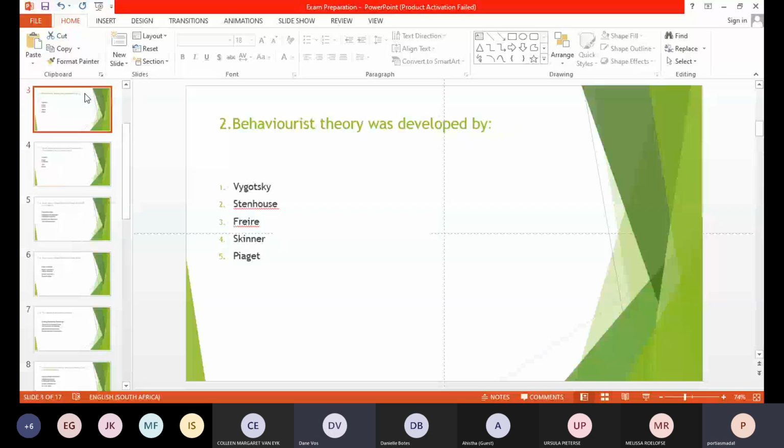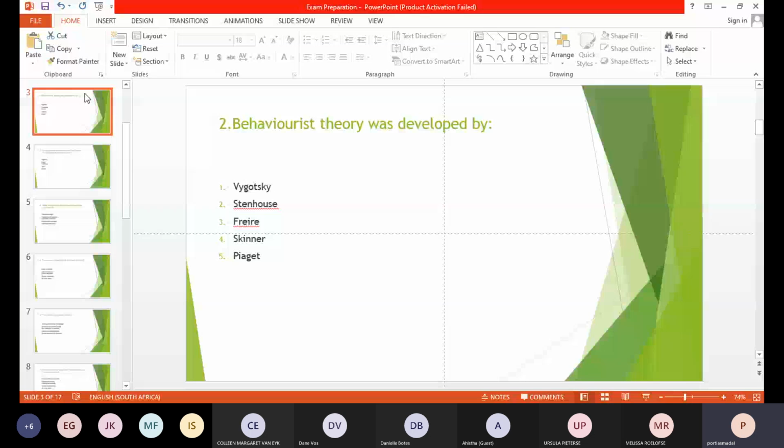All right, let's move to number 2 quickly. Behaviorist theory. Who developed the behaviorist theory? Remember, this is the one that developed the theory. And what does behaviorist theory say? What is behaviorist theory? What is the definition of it? What do you understand?